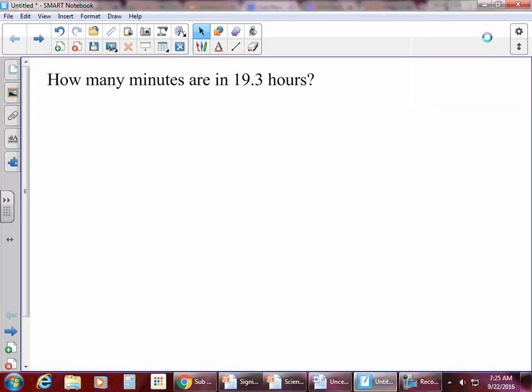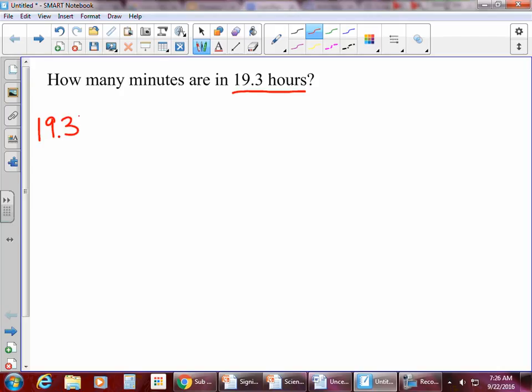All right, so here are the examples that are in the back of the PowerPoint for dimensional analysis. First step is to set up our problem. You are always going to look and see what am I starting with. In this problem, I'm starting with 19.3 hours, so I'm going to put that on the left. And I want to convert that to minutes, so I'm going to put that on the right.